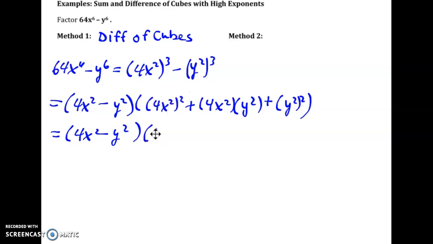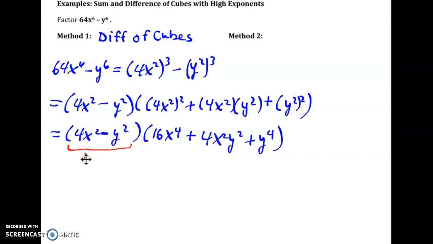4x squared all squared is really 16x to the 4. Multiplying those two terms together there, we would get 4x squared y squared. And then squaring that last term would give us y to the power of 4. And you do always want to check to make sure when you factor something that it is fully factored. What you'll notice here is that this first term actually isn't fully factored, because 4x squared minus y squared, that's a difference of squares. So we can still keep factoring that one term.